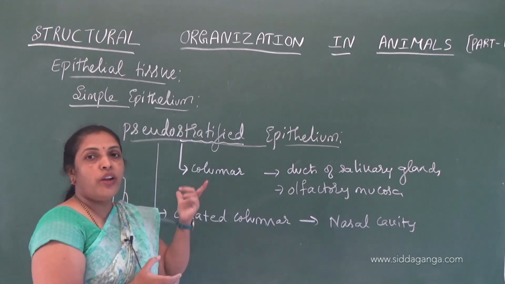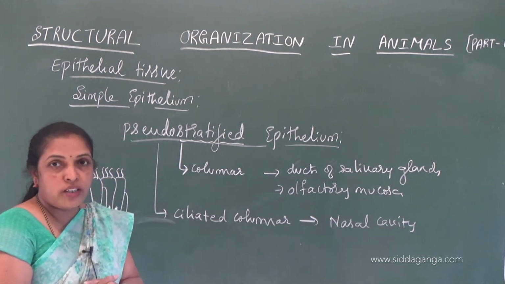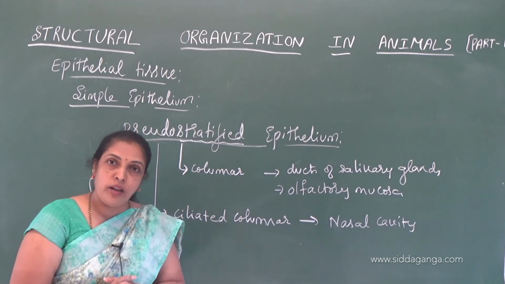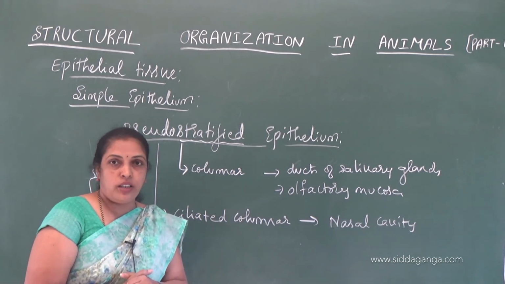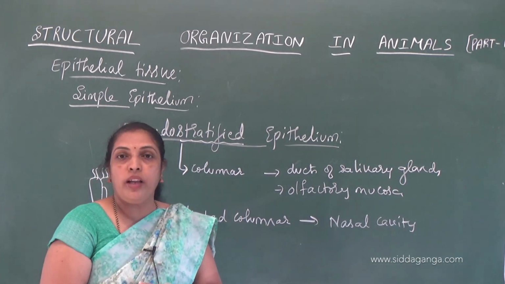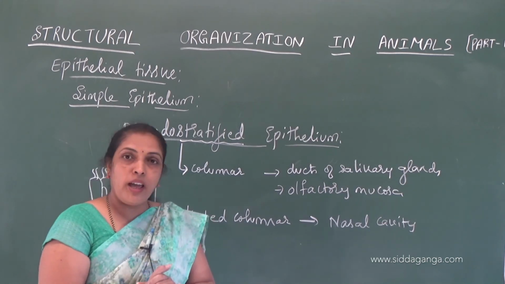Pseudostratified columnar epithelium is seen in ducts of salivary glands and in olfactory mucosa. Pseudostratified ciliated columnar epithelium is seen in the nasal cavity. Understood? In the next class we will discuss again the glandular epithelium and compound epithelium. Practice the diagrams properly.